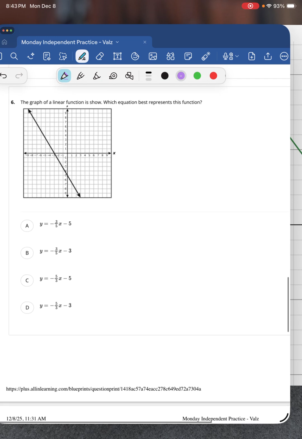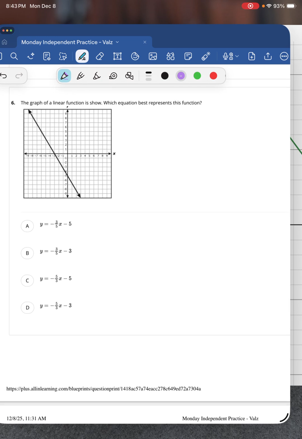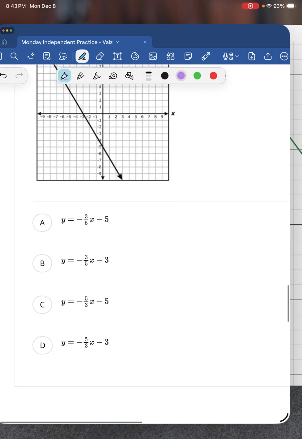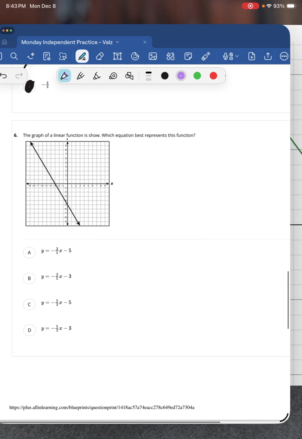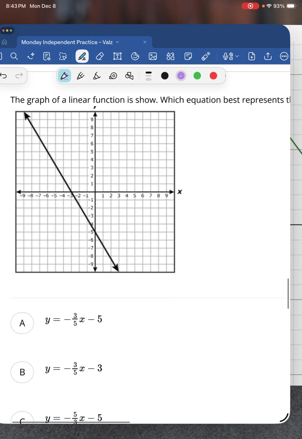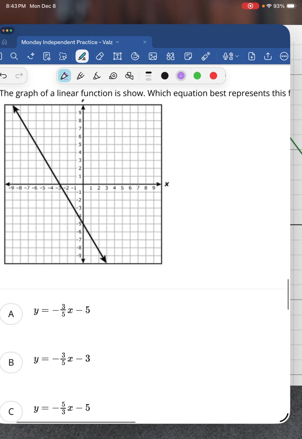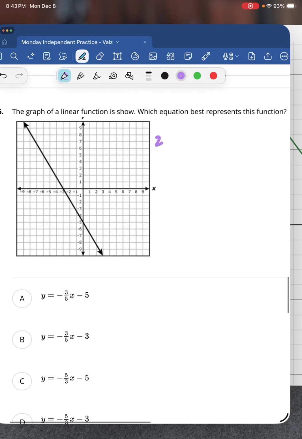Okay, number 6, the graph of a linear function is shown. Which equation best represents this function? So this one's kind of easy. All these answer choices are in slope-intercept form. So the only thing that you have to remember is that I have a graph here. So I am looking for my 2 perfect points.